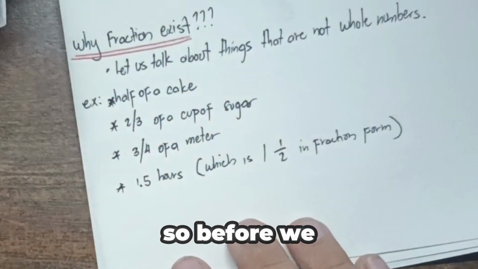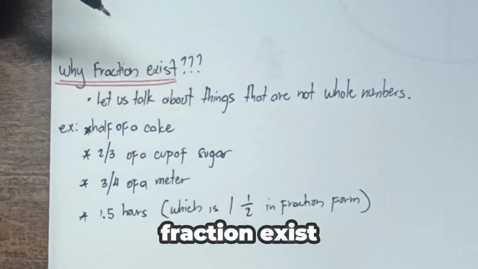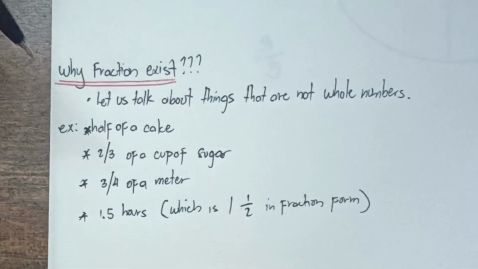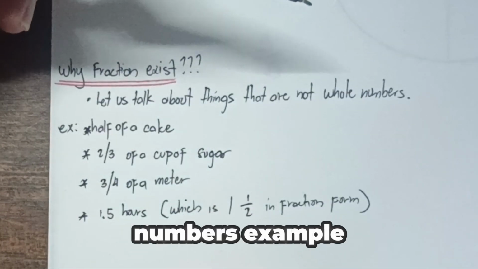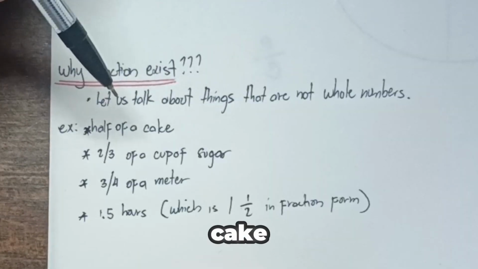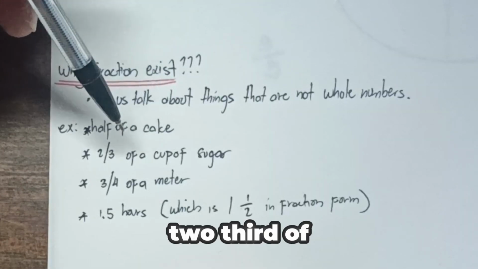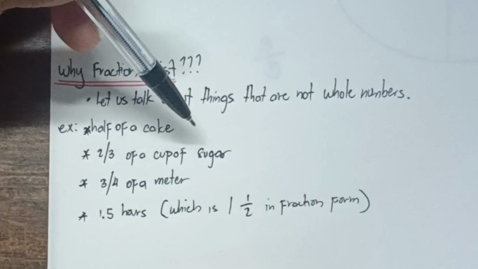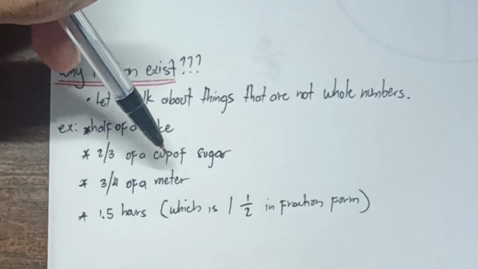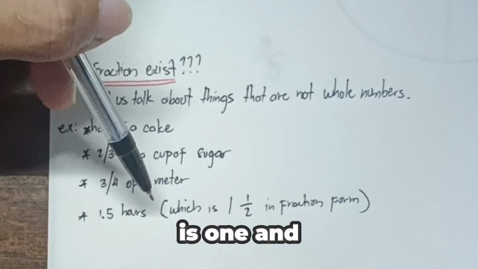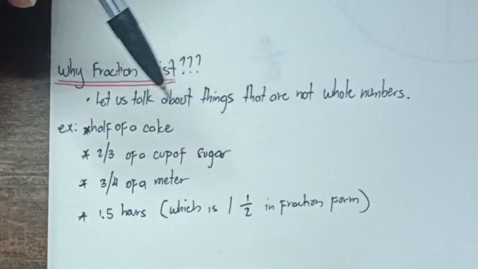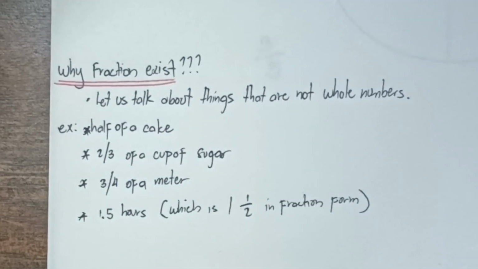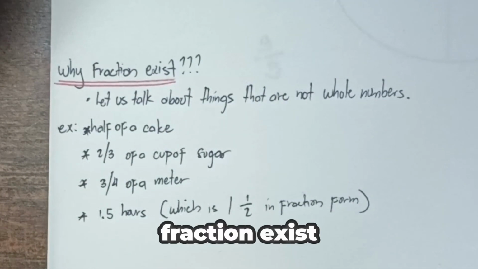So, before we start, why do fractions exist? A fraction lets us talk about things that are not whole numbers. For example, half of a cake, 2/3 of a cup of sugar, 3/4 of a meter, 1.5 hours, which is 1.5 in fraction form. So that's why fractions exist.